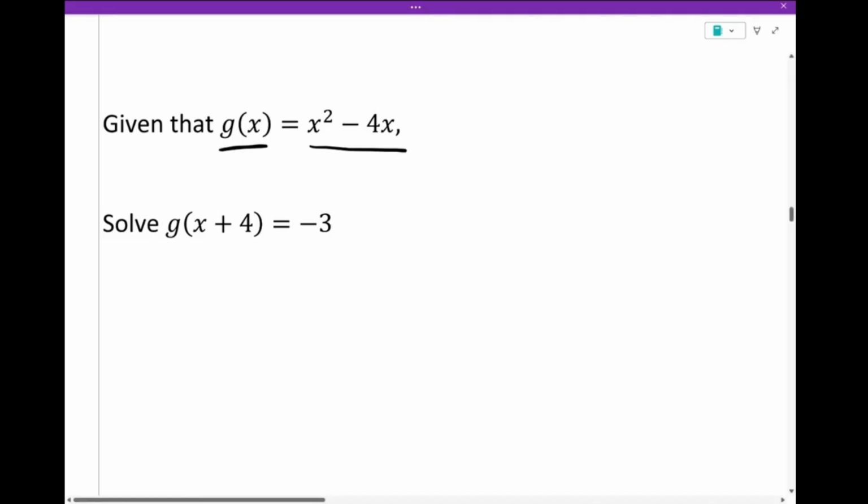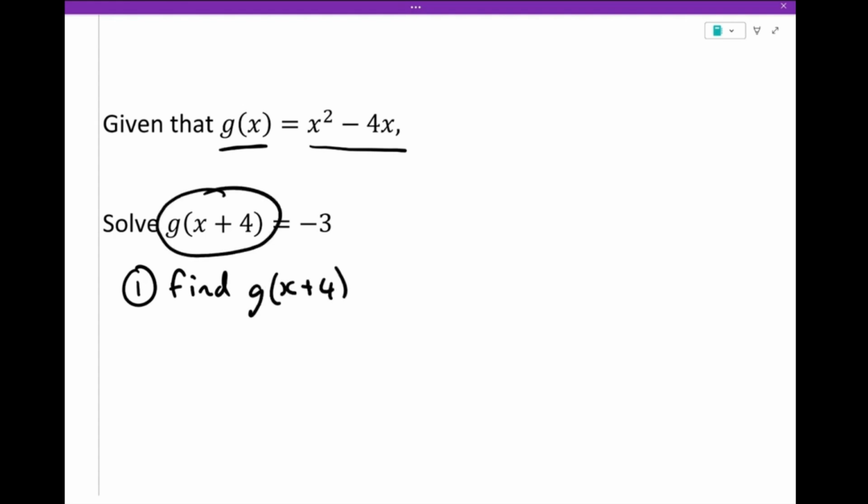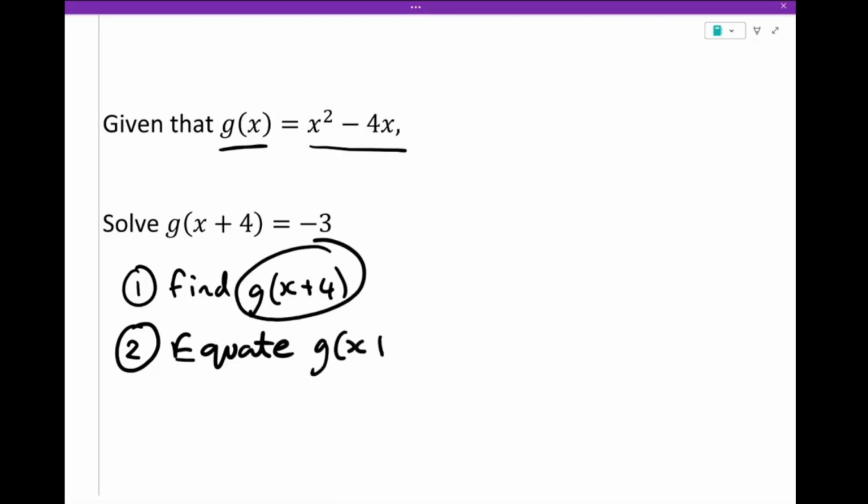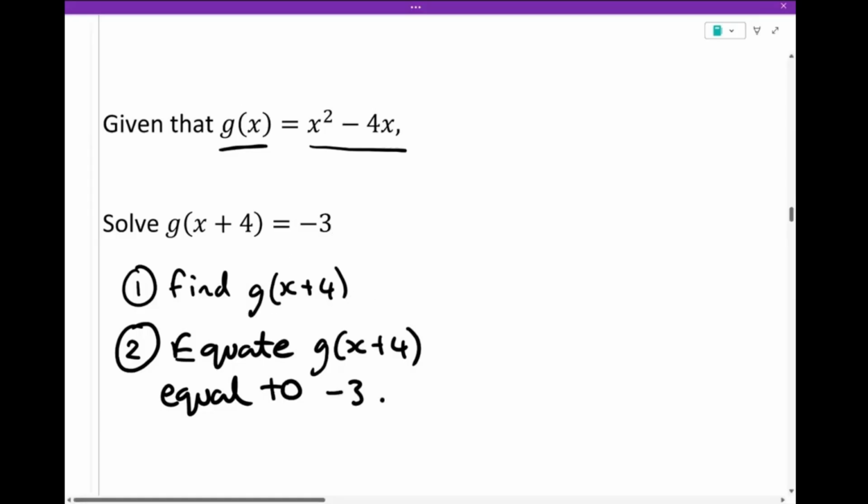So I'm going to write out our steps here. So step 1 is going to be find g of x plus 4. Because I don't like the fact that there's function notation in this equation. I want to replace it with something. And then step 2, I'm going to equate my function g of x plus 4 equal to the right-hand side of the equation, which is negative 3. Like that. Okay, so let's start with step 1.